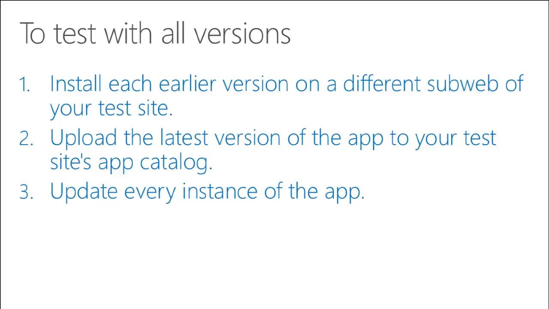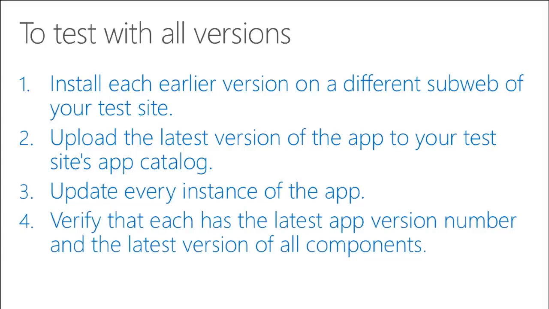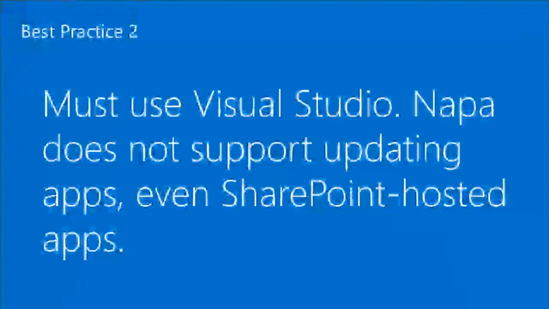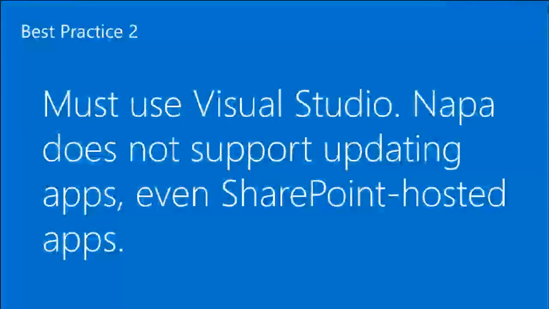And then you want to verify that every single one of those versions has been updated to the latest version number. It has the latest version of all components, and it doesn't have any of them more than once. Those are the things you want to do. That's best practice 1. Best practice 2, you have to use Visual Studio. Napa does not support updating apps. You don't have access to certain things that you need to. So you've got to use Visual Studio for updating, even for SharePoint hosted apps.